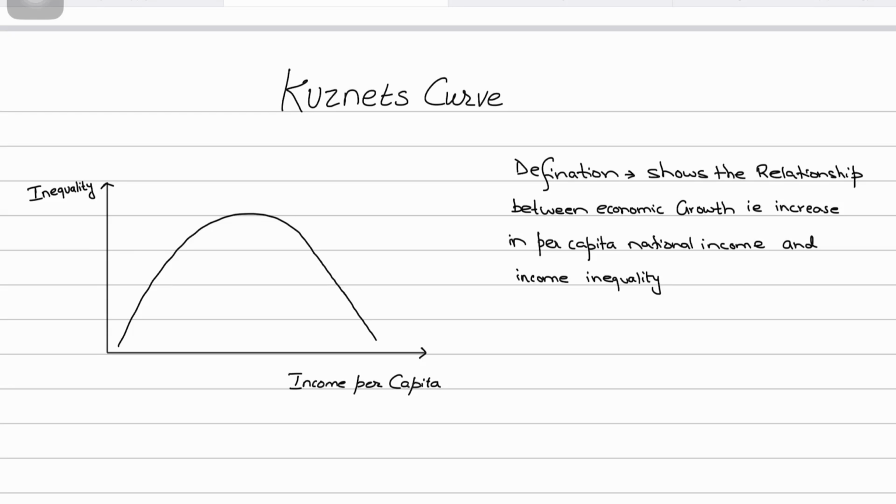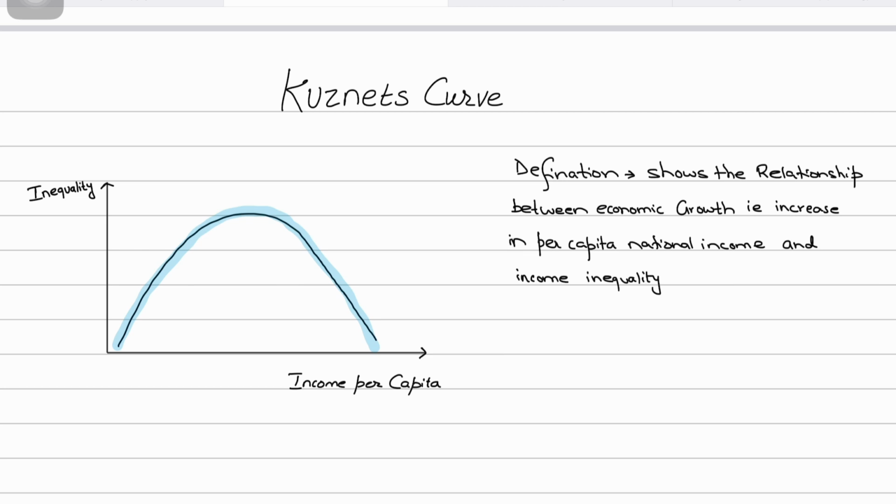Hi guys, welcome back. In this video, we're going to be discussing the Kuznets curve. The Kuznets curve is an economic concept that hypothesizes an inverted U-shaped relationship between a country's economic development and its level of income inequality.